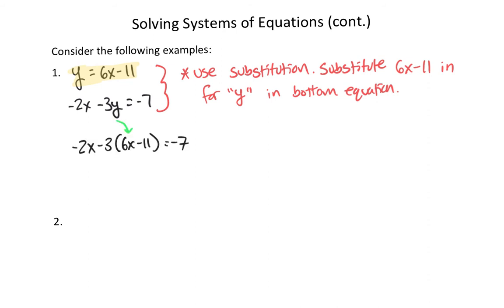So hopefully you can notice here that I took the bottom equation, which was negative 2x minus 3y equals negative 7, and instead of writing y, I now wrote what y was equal to from the first equation, which was 6x minus 11. And hopefully we can recognize at this point that I have one variable. I only have an x left. So what we're going to do from this point is solve this equation for x, and we practiced this skill the other day. I'm going to pause the video, and what you should do at this point is try to isolate x. Get rid of the parentheses and solve this equation for x and see what we end up with.